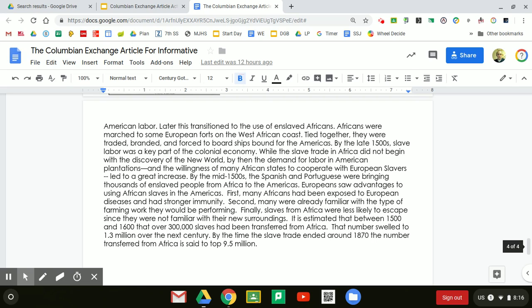It is estimated that between 1500 and the year 1600, over 300,000 slaves had been transferred from Africa. That number swelled to 1.3 million over the next century. By the time the slave trade ended around 1870, the number transferred from Africa is said to have topped 9.5 million.